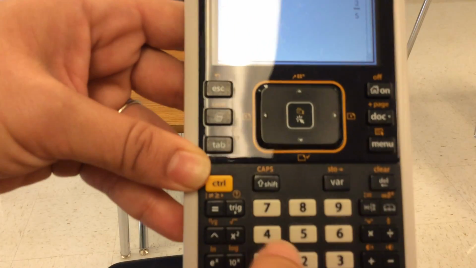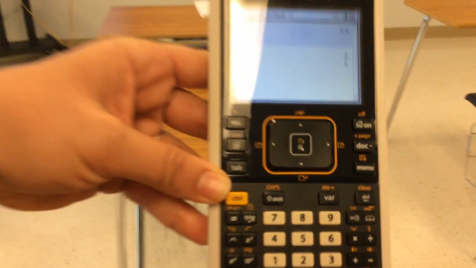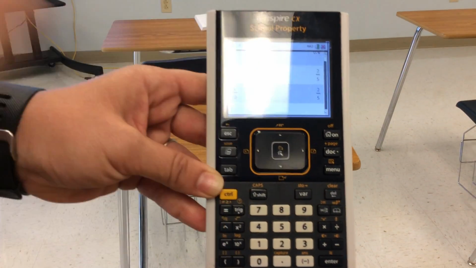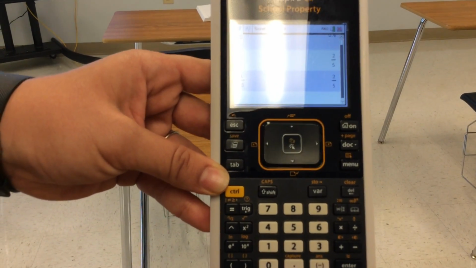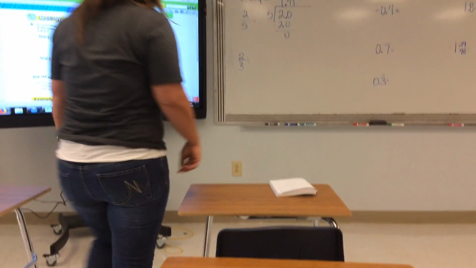We all know that 2/5 is the same thing as 4/10. But 4/10 is not the simplified version. So if I were to type in 4/10 and just hit Enter, it would give me my solution as a simplified version, 2/5. Okay?